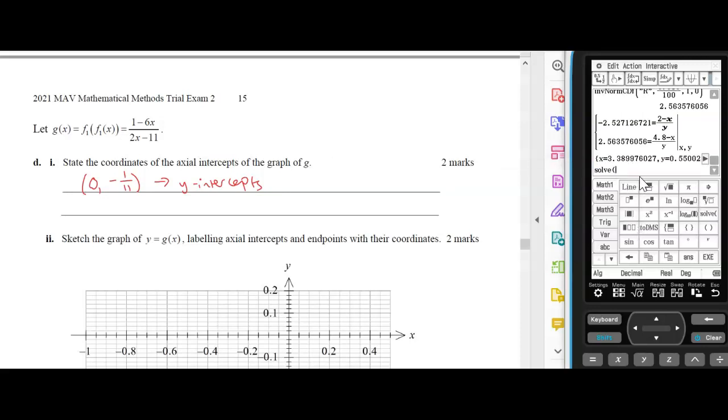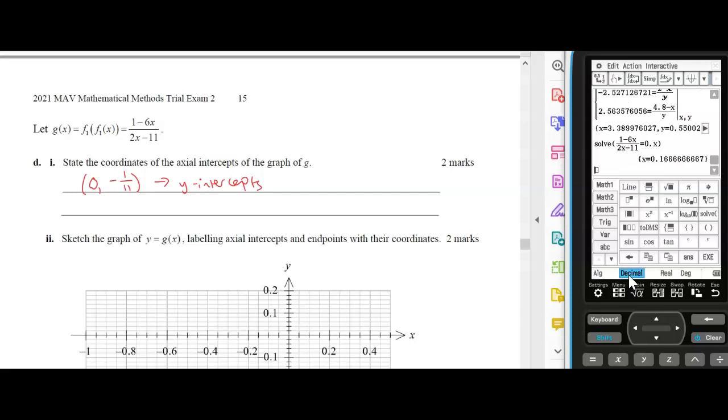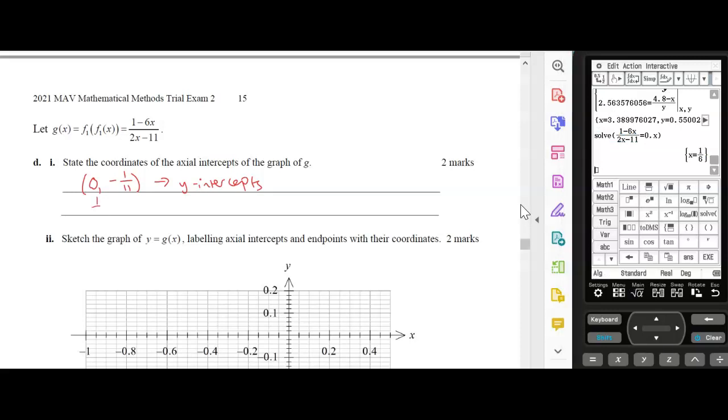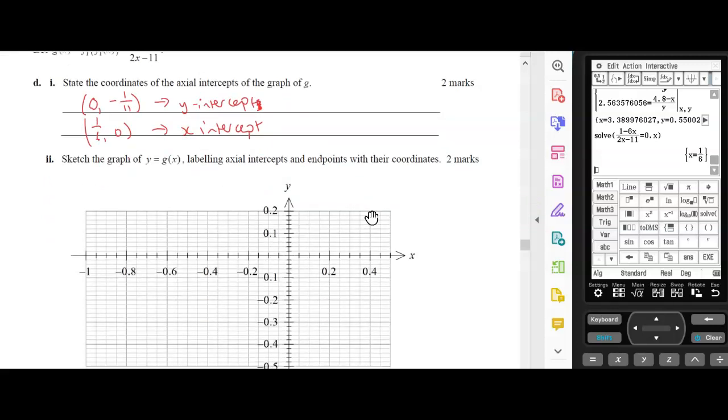So solve (1 - 6x)/(2x - 11) = 0, comma x. All right, so my calculator's not in exact mode, so let's just go and change that. All right, so we've got 1/6. So (1/6, 0) is your x-intercept. And I just realized I wrote intercepts there. Okay, so they're the coordinates of our axial intercepts.